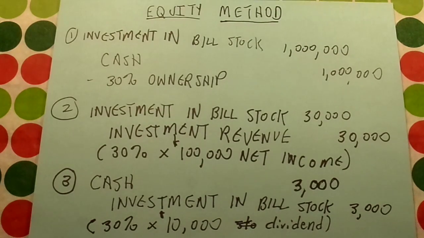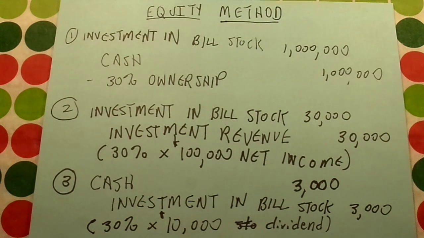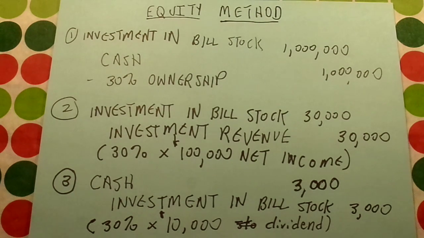All right, so we're going to wrap up with what happens if we have a 20 to 50% interest, and as a result, we're required to use the equity method. So here, to set up this example, I show Bill debiting investment in Bill's stock for $1 million and crediting cash, but in this case, the company bought a 30% interest in Bill's stock.